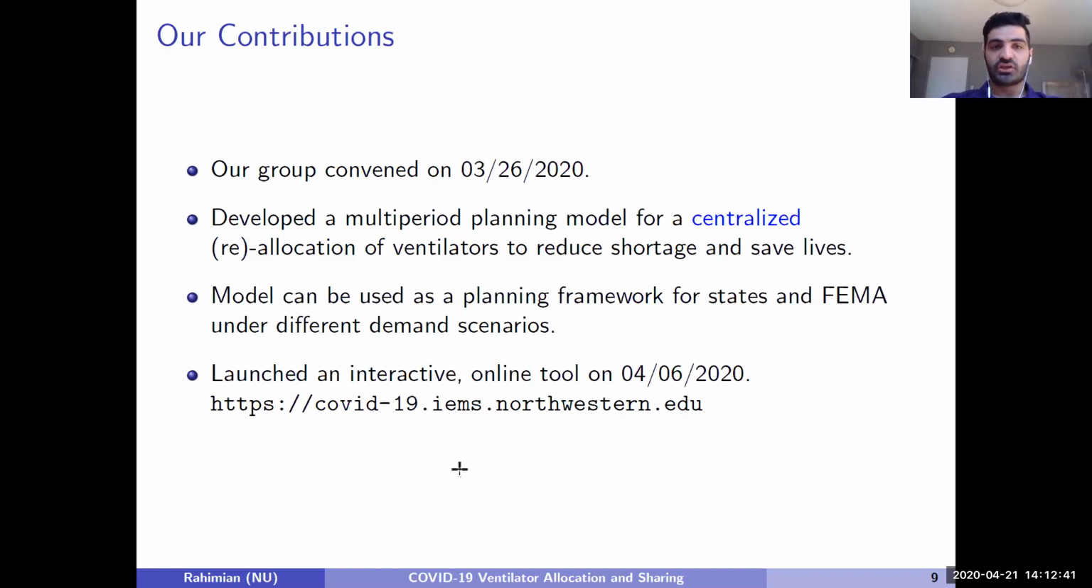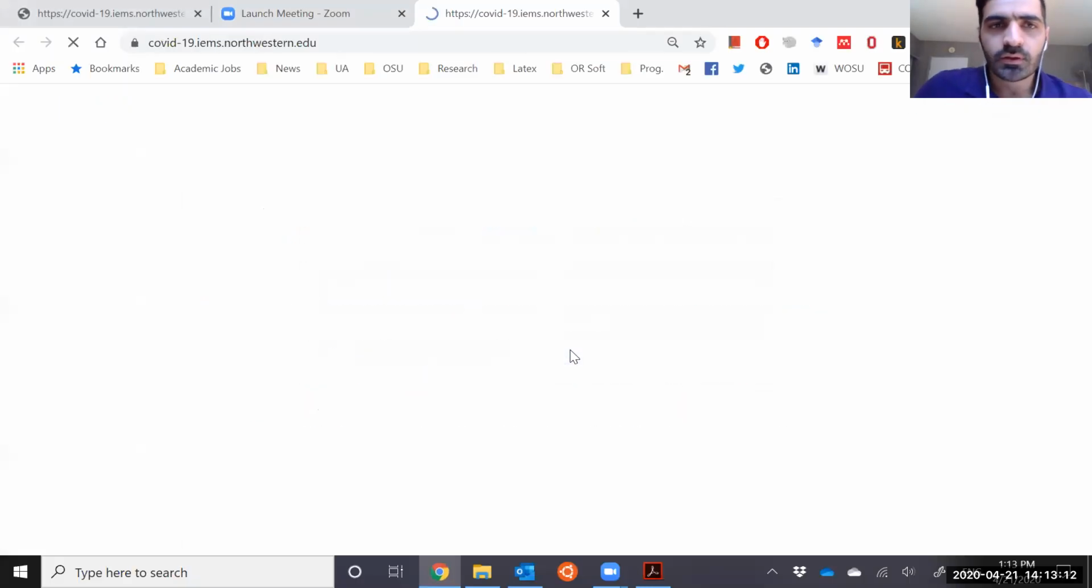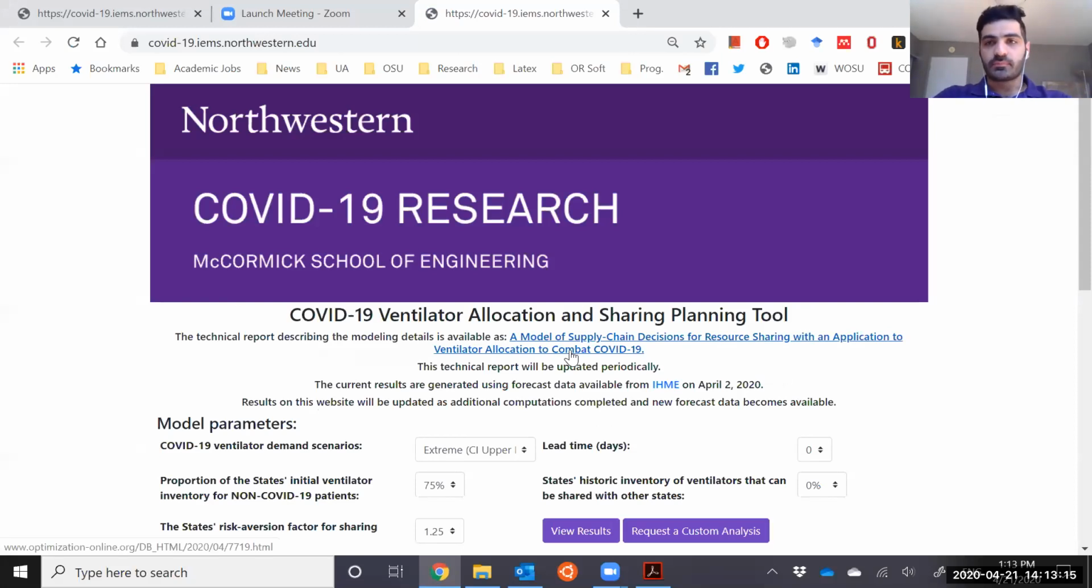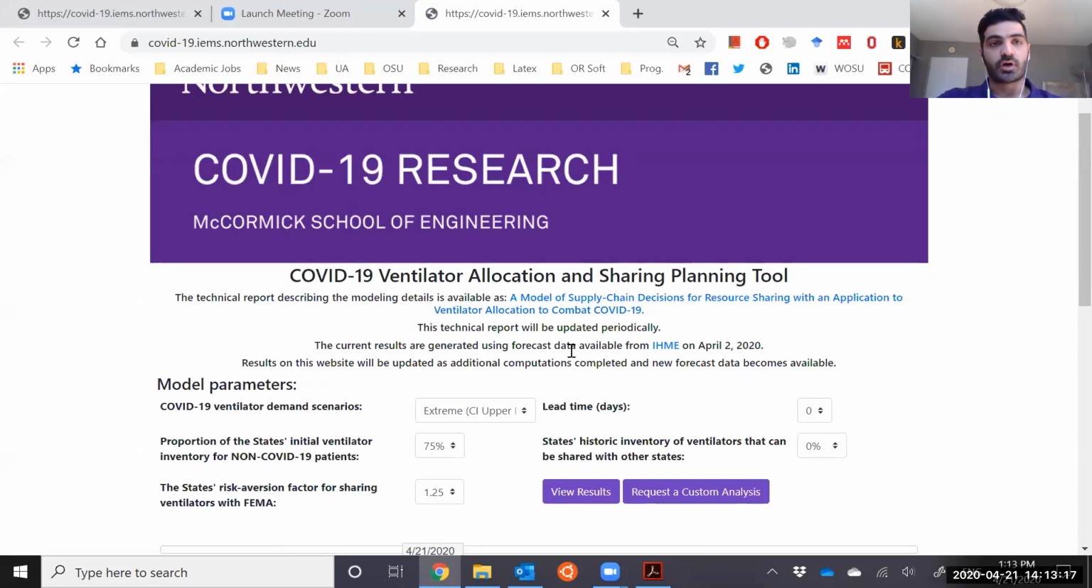What we proposed can be used as a planning framework for states and also for FEMA, the federal agency that coordinates this allocation and reallocation of ventilators, under different demand scenarios. As part of this effort, we developed an interactive online tool, which was published online on April 6, and can be used as a planning framework. It might be good to take a look at this website before we move forward, to give you a glimpse of what we have done before getting into more details of the mathematical model.